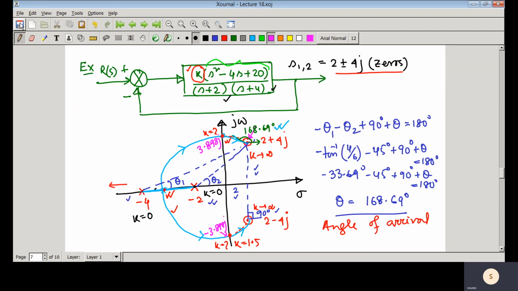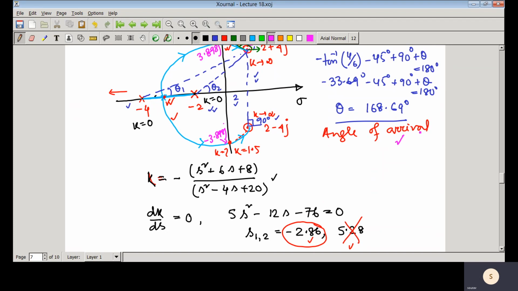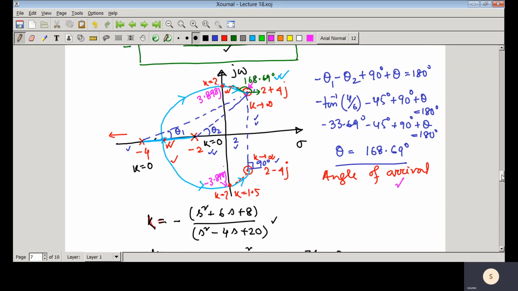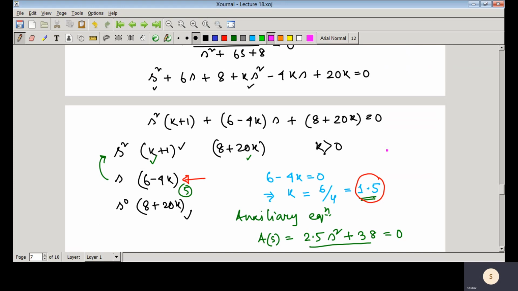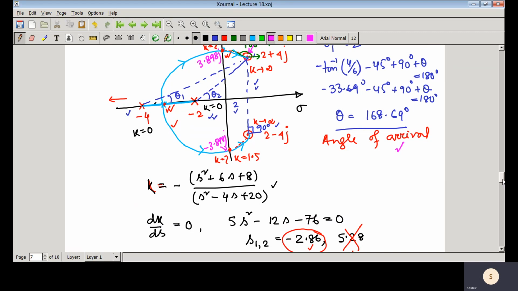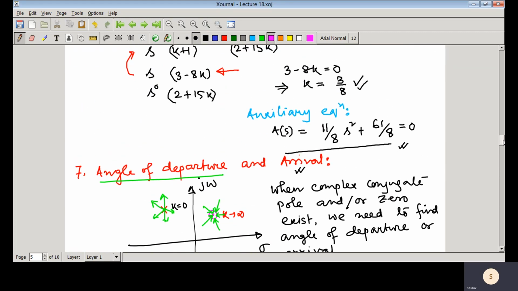So in this particular example, what we have seen is that the system has imaginary complex conjugate zeros, so we can find the angle of arrival. And here we have calculated at what point and what value of k it crosses the imaginary axis. We just got it by applying the Routh-Hurwitz criteria, and here we have also calculated the breakaway point just by taking the derivative. So these are the 7 rules that we have discussed.